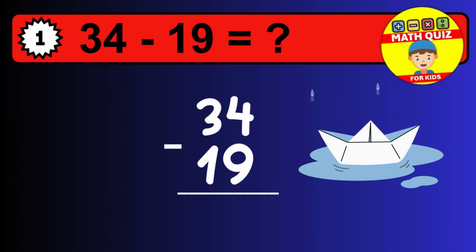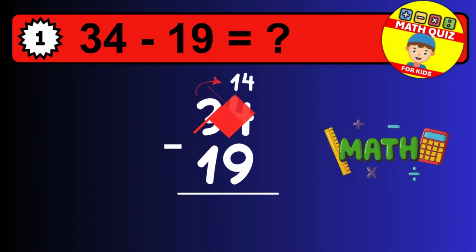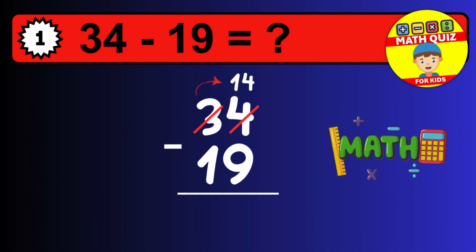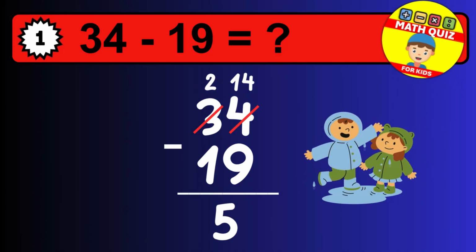Let's solve this step by step. We start with the units. 4 minus 9 is not possible, so we need to regroup. We take one 10 from the tens column. Now we have two tens, and the units become 14.